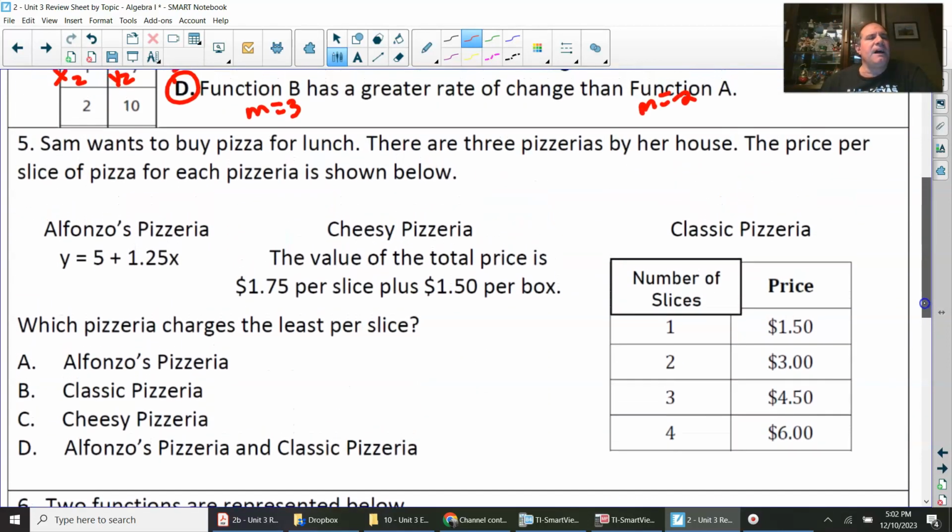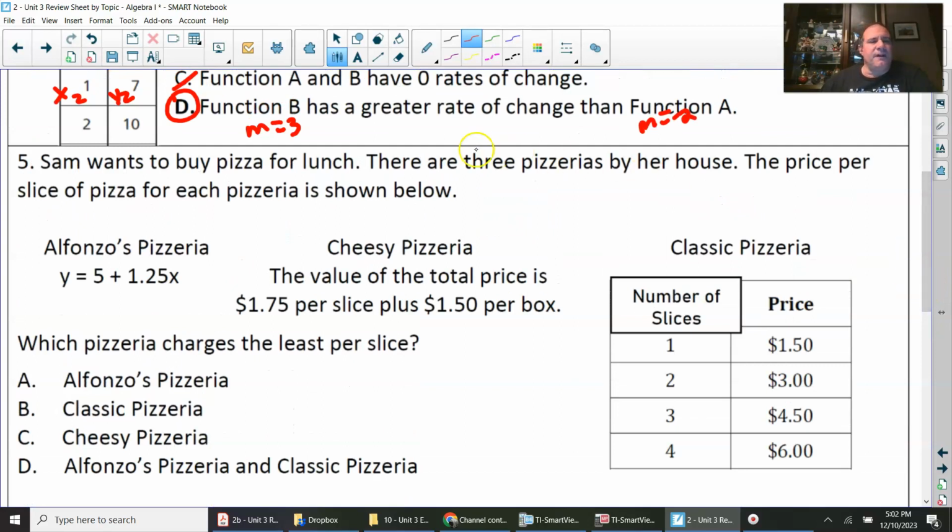For number 5, Sam wants to buy pizza for lunch. There are 3 pizzerias by her house. The price of each pizzeria is shown below. So which pizzeria charges least per slice?